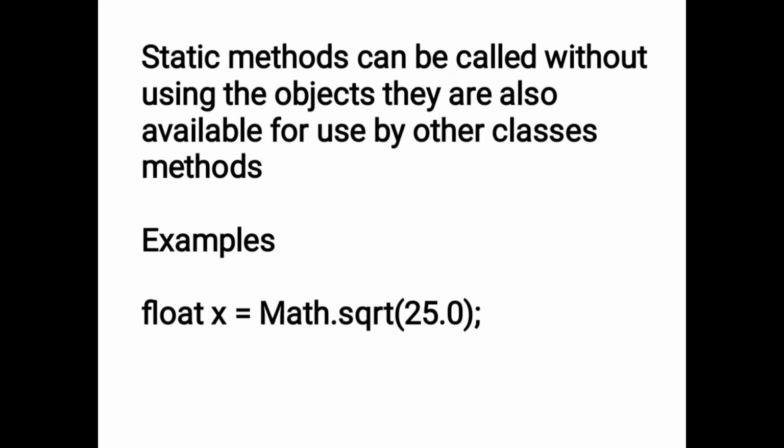For example, float x = Math.sqrt(25). Here Math is an inbuilt class and sqrt is the static method. This static method is called with the class name. The class name is Math. So using the class name we can access the method, because it is a static method, not for the objects.